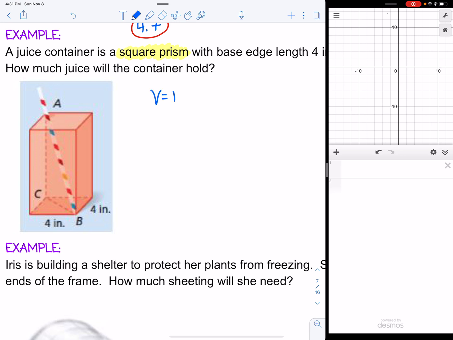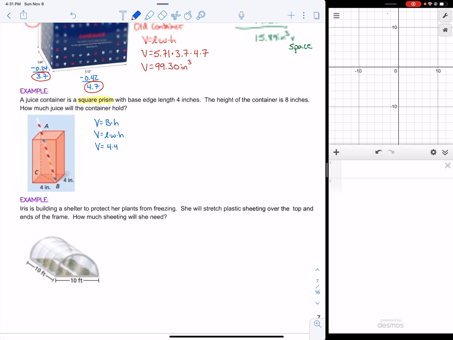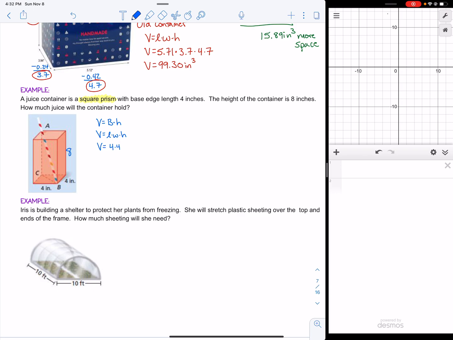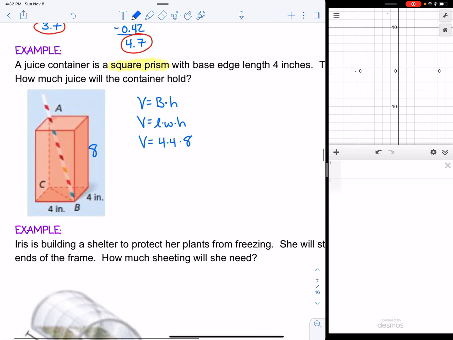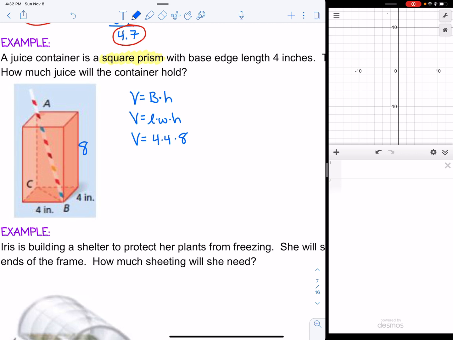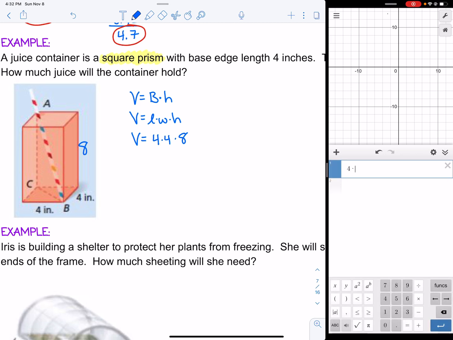So for any type of prism, you can do that. Simple idea. And the base is a square, so that would just be length times width, and then the height. All right, so then the length and width are both 4, because they told you that in the problem. And the height, they said, was 8 inches. They just didn't label it, but we can just add that in. And it says, how much juice will the container hold? So that's a pretty straightforward question. We can just multiply 4 times 4 times 8, and we get 128 cubic inches for that one.